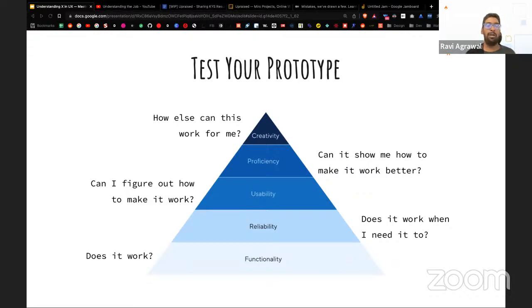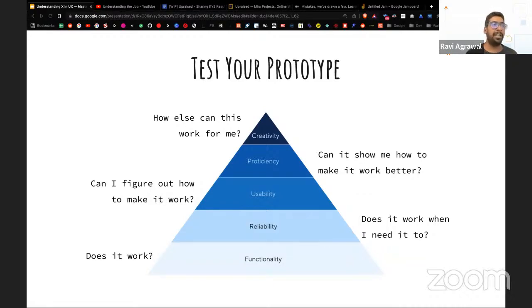Now, to give you an example, I'll put ChatGPT through this spectrum. Does ChatGPT work? Yes. Does it work when I need it to? Sometimes yes, sometimes no. It's not very reliable. It keeps crashing, and it may not give you most of the results that you want. Can I figure out how to make it work? Yes, it's very simple to use. You just need to give prompts and course correct, very usable, right? Can it show me how to make it work better?